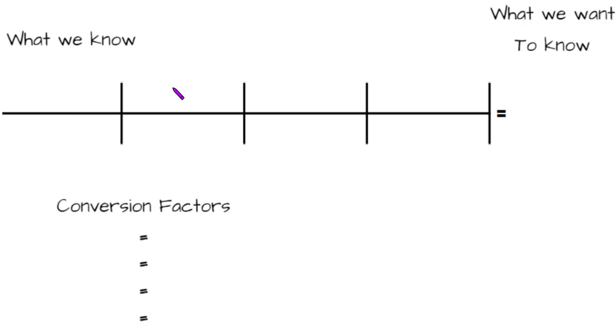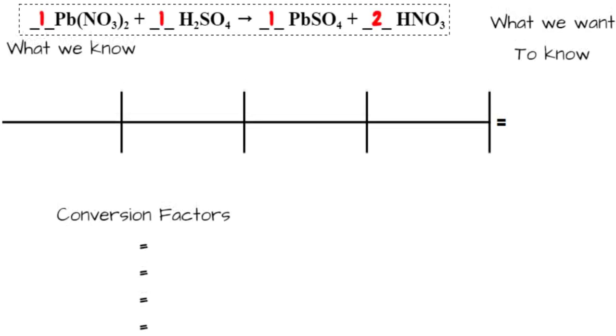Calculate the mass of PbSO4, which is produced when 30.0 milliliters of 0.750 molar Pb(NO3)2 is mixed with an excess of sulfuric acid. Okay, so we have a balanced chemical equation here that's going to allow us to convert lead nitrate into lead sulfate.